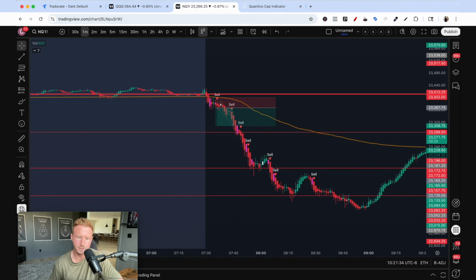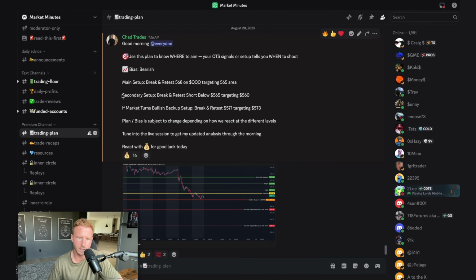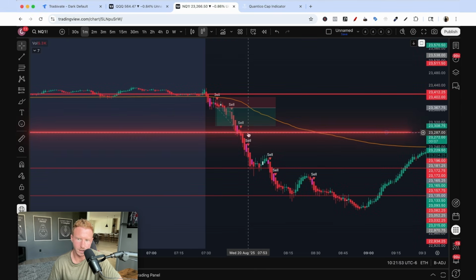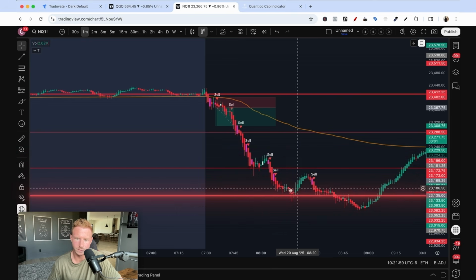And let's say I missed this trade, right? And again, sometimes that'll happen, which is why if we go back to my Discord, I have secondary setups, right? Break and retest short below 565, targeting 560. So if I missed this trade, I could have taken this signal instead. As you can see, we clearly closed below 565 on this. This line represents 565. And we could have taken it down to either 562 or 560, which was the bottom of the barrel target today.